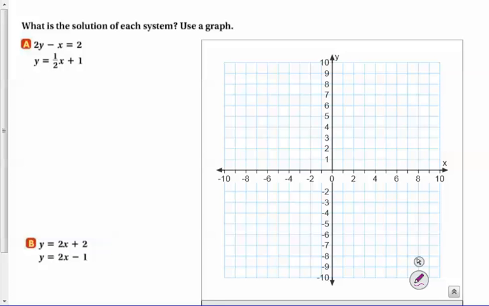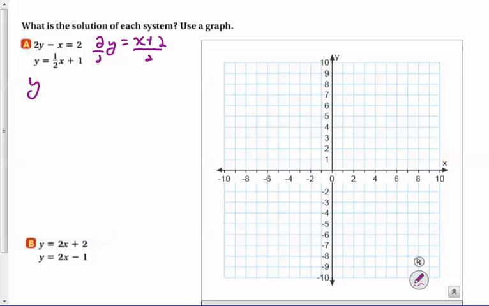All right, so these ones say, what is the solution of each system? Use the graph. So I provided you with some graphs, and let's go ahead and go through it. The first problem I have with A is that it's not written in slope-intercept form. So what I'm going to do with this, guys, I'm going to add x to both sides. So I have 2y equals x plus 2. Then I'm going to divide both sides by 2.